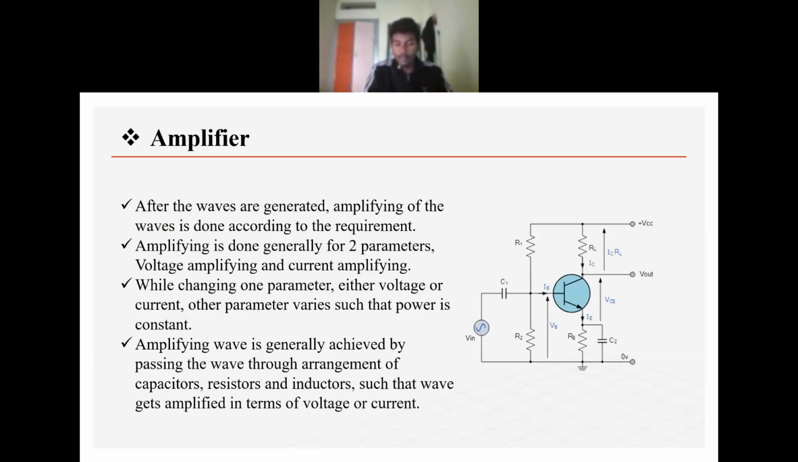For example, if we get a 10 ampere wave, and what we require is somewhat 8 ampere, we will send it through a capacitor so that this capacitor stores some charge and only 8 amperes comes out. In this way, we will be amplifying the voltage or current.